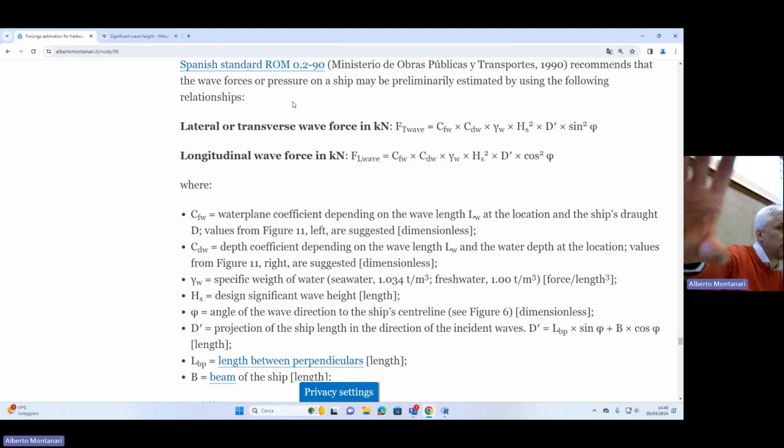These are just two components, and you see that they are identical. The only difference here is the angle, sin square phi and cos square phi, because it's a decomposition of the forcing that is acting along the wave direction, along the longitudinal axis and the transversal axis. I'm not sure if I was clear.